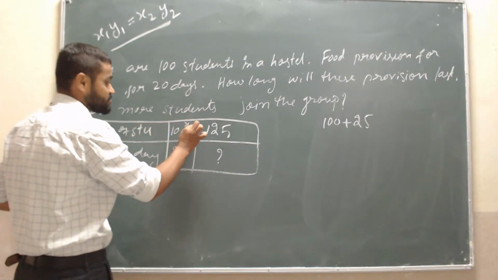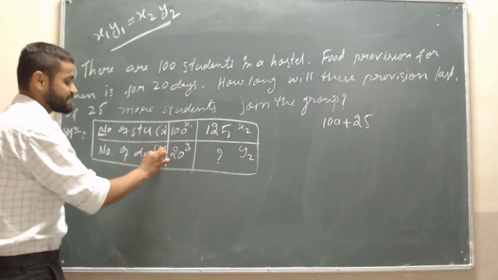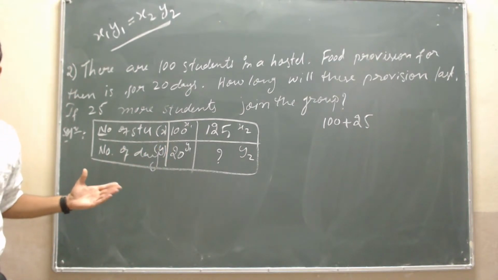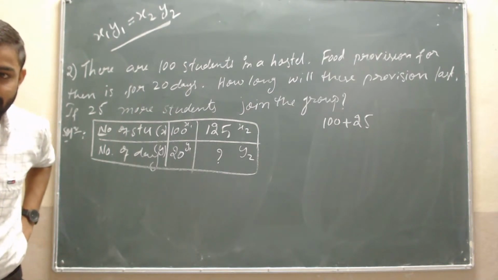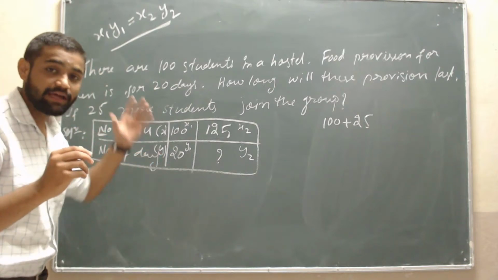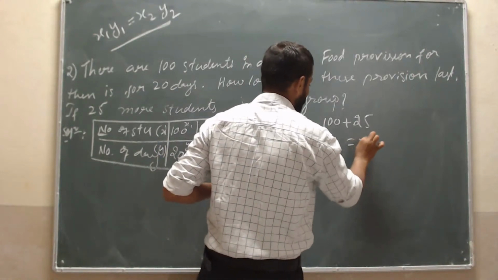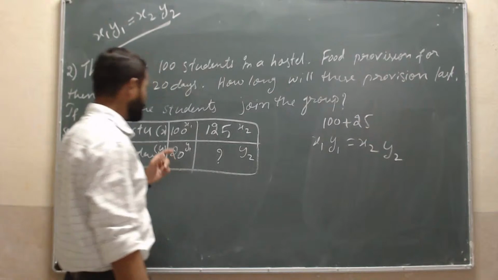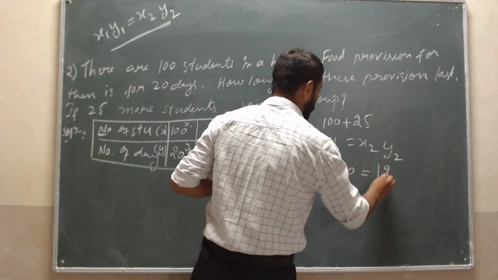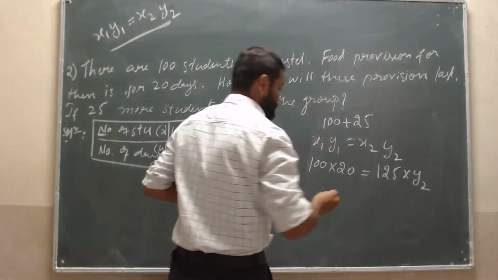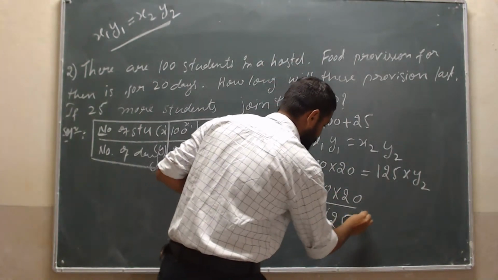Same as before, that is x1, x2, y1 and y2. Let us consider this one as x and this one as y. Yes, someone is giving us 16 days. Let's check it. Which formula do we have to apply? This one: x1 into y1 is equal to x2 into y2. Substitute the values: 100 into 20 is equal to 125 into y2. Then y2 is equal to 100 into 20 divided by 125.